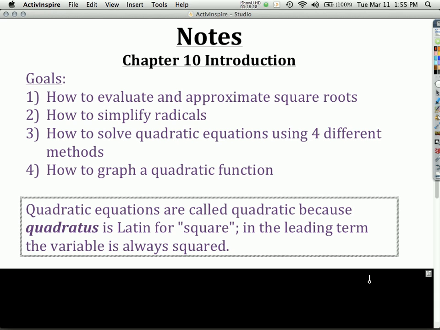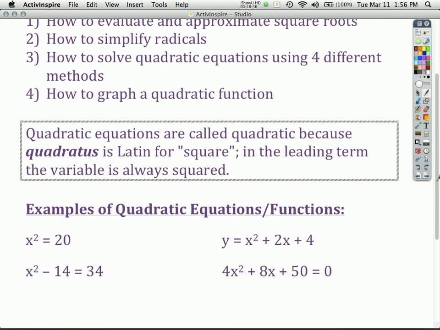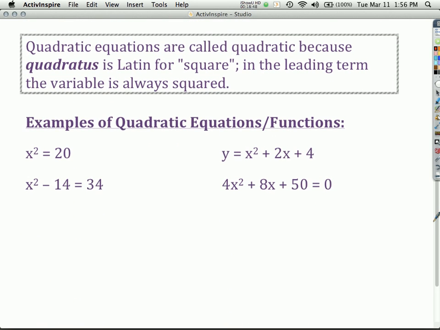The leading term in a quadratic is always squared. And if you think about it, quad makes sense because a square has 4 sides. Any questions so far? Here are examples of quadratic equations. You have already seen all of these. In fact, if I asked you to, you should be able to solve that right now. No, we're not going to, but I'm telling you that you've already been working with them.